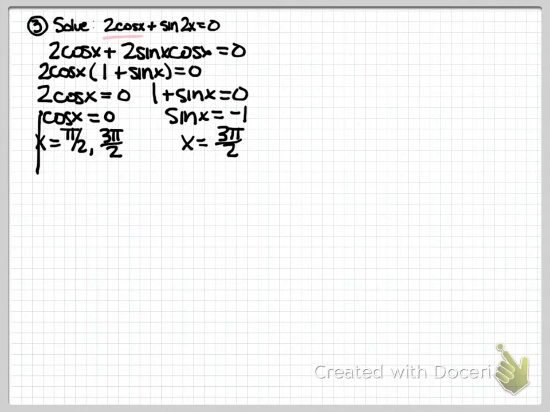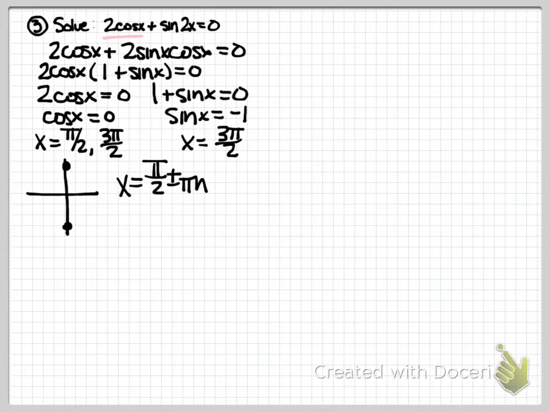So they actually have two of the same solutions, which is going to make it easy because if we graph this, pi over 2 is here, 3 pi over 2 is here, so they're the same distance apart, so we can wrap our solutions to be x equals pi over 2 plus or minus pi n. Because they match at 3 pi over 2, we don't have to write another equation. Okay, so that one wasn't too bad.